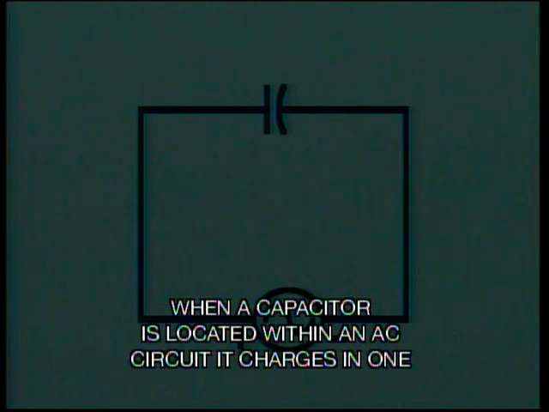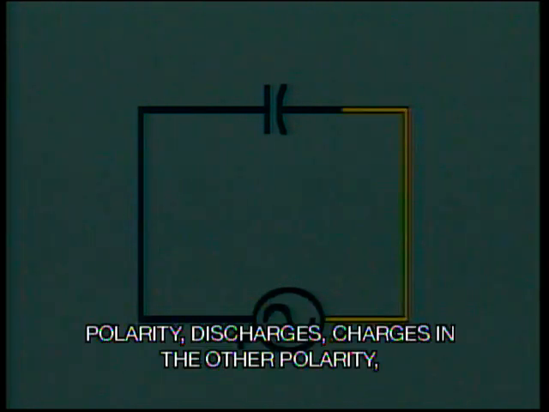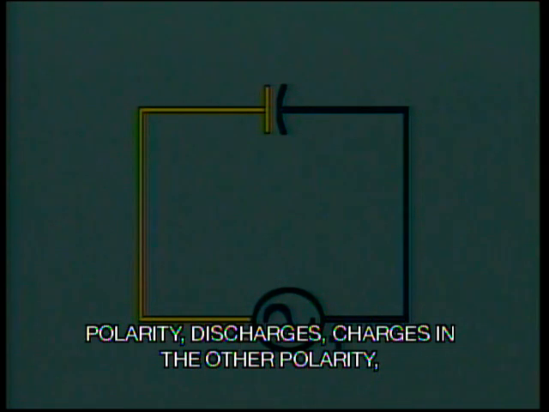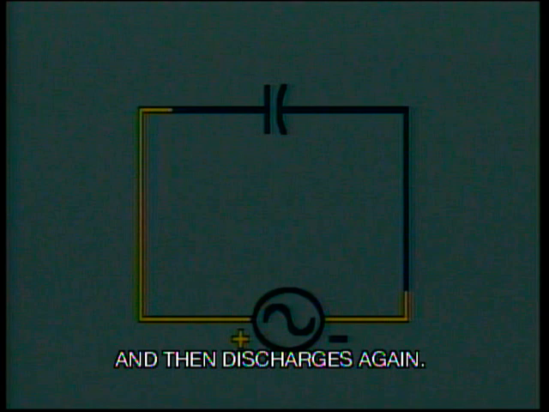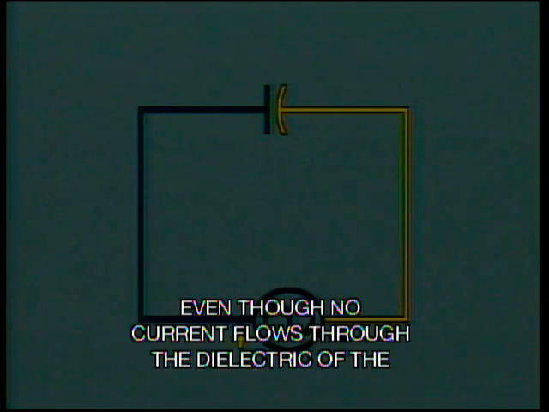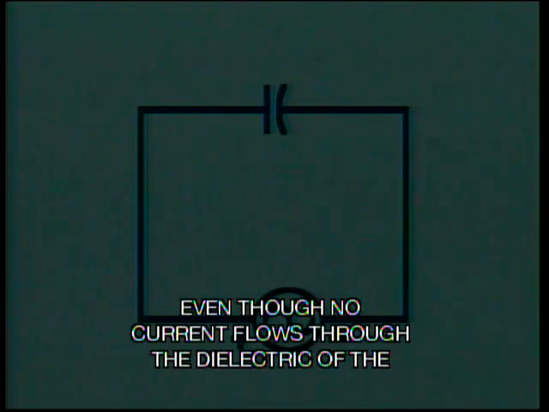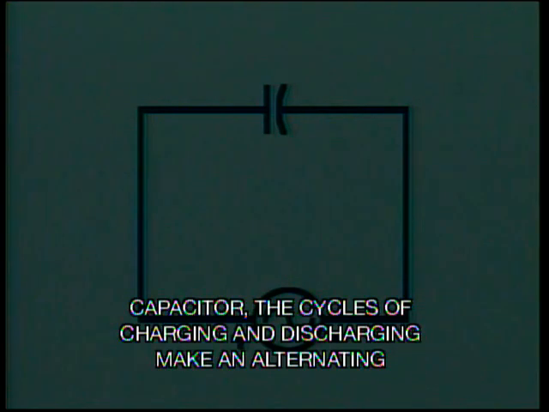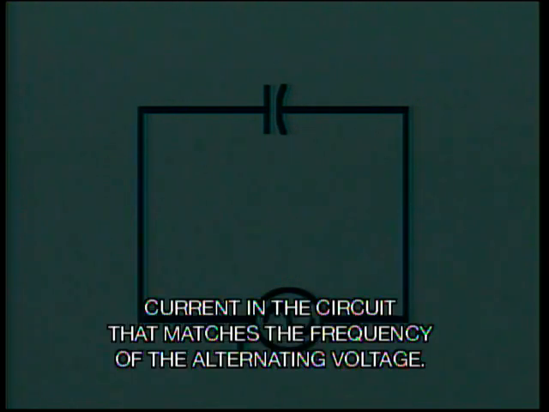When a capacitor is located within an AC circuit, it charges in one polarity, discharges, charges in the other polarity, and then discharges again. Even though no current flows through the dielectric of the capacitor, the cycles of charging and discharging make an alternating current in the circuit that matches the frequency of the alternating voltage.